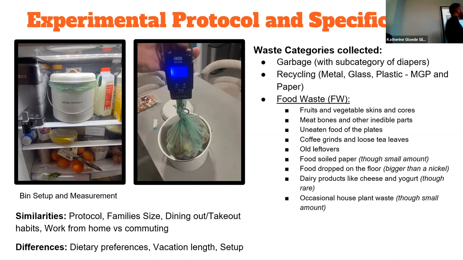So a little bit about our experimental protocol and the food waste characterization that we did. Along with our waste characterization, we separated all our waste into separate categories, separate receptacles, and essentially weighed our food waste separately. Using a fish scale, as you see here, we were able to quantify each and every bag of food waste that we created.